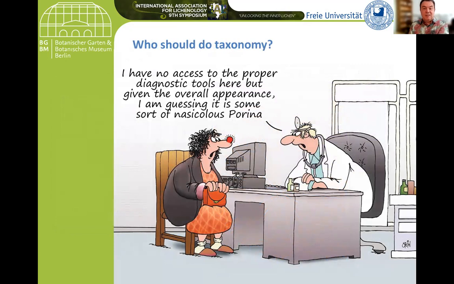Now, if we ask ourselves, should we do taxonomy, I'm just comparing here with the situation of a medical diagnosis. If you feel sick and you want to know what you have, you don't go on the street and ask somebody on the street, or you don't ask your neighbor, you go to a doctor, you go to an expert, and you expect that this expert has the proper tools to diagnose your problem. So why should we treat taxonomy differently?